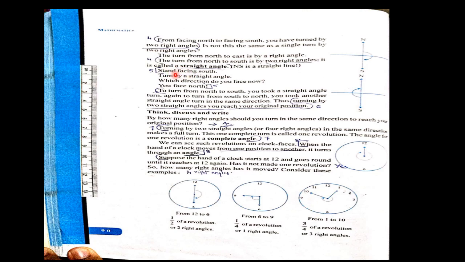Now again, stand facing south, turn by a straight angle. Which direction do you face now? You face north. See, here you are at south standing, think of, and then you are moving in the clockwise direction to north. So which angle you are turning? You are turning one straight angle. Okay, from south to north, again one straight angle.